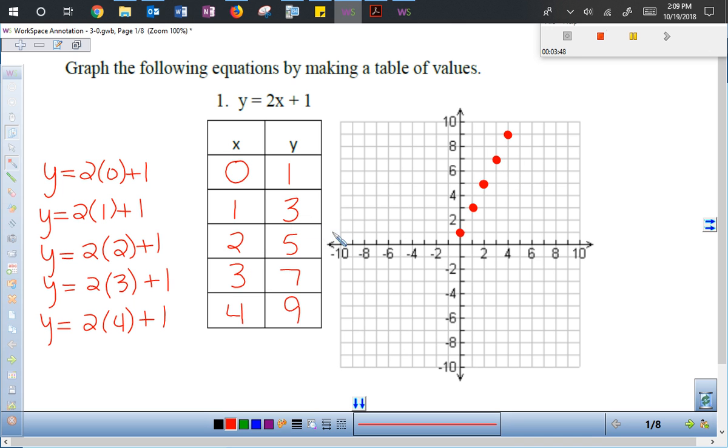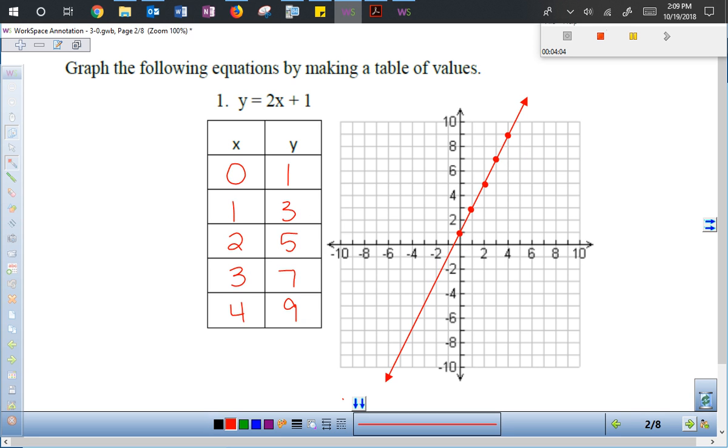Now after you have all of your points plotted, what you need to do is get a straight edge. This could be a ruler, your school ID, your driver's license. It needs to be hard and flat and straight. You're going to line it up with these points and connect them with your straight edge. What's very important is your line needs to start outside of the grid and end outside of the grid. Notice how I start out here in the white space and I end out here in the white space.